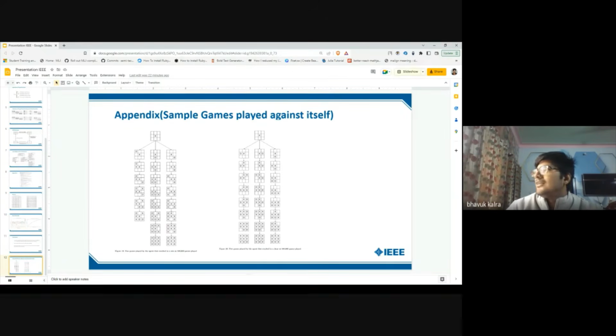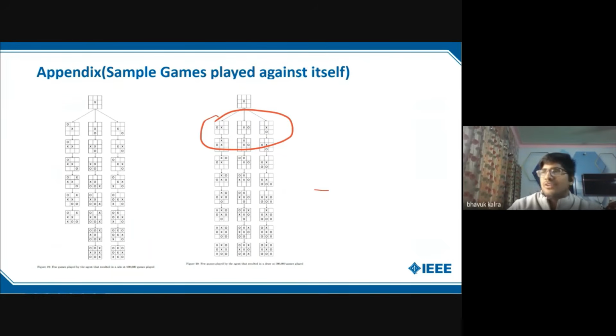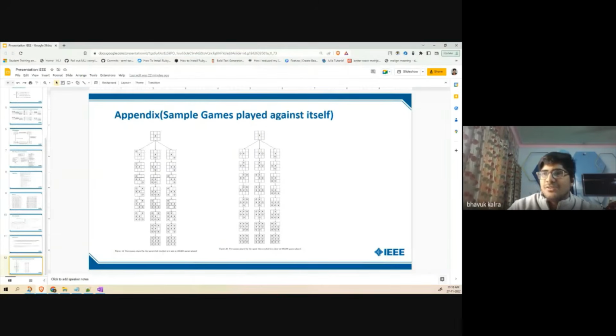There is an appendix as well. While we were training the agent, these were some of the sampled game plays against itself. You can see figure 19 on your side, that there was an exploit. This is just for reference purposes: after 500,000 games played, the agent resulted in a win in this situation, and the agent resulted in a draw in the other case. Performance metrics and the critics are at your side. We have added this just for reference because of the limitation on the number of slides allowed. I'm open to questions now.